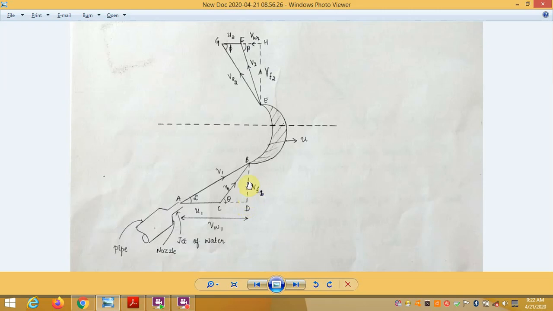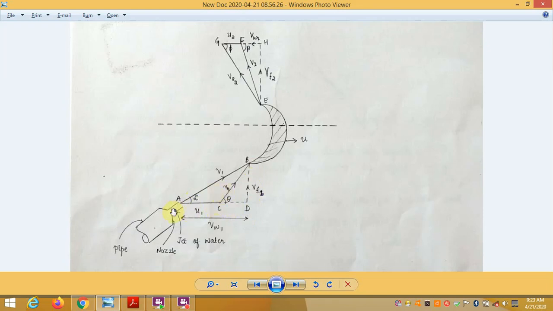Then this line BD we will call VF1, that is the velocity component. BD is also called the velocity of flow at the inlet. This BD line is called the velocity of flow at inlet. So then this VR1 inclined with the horizontal will be theta, and the AB line inclined with the line AC or AD is called alpha.